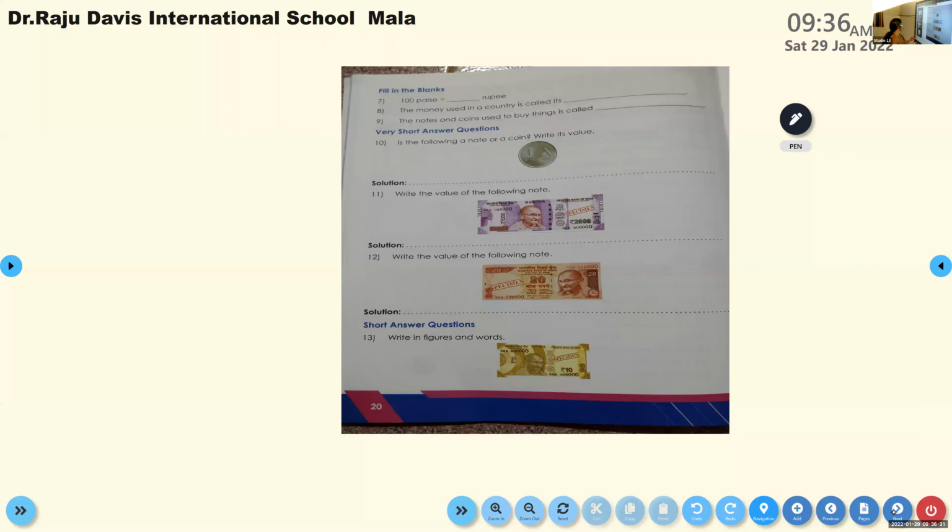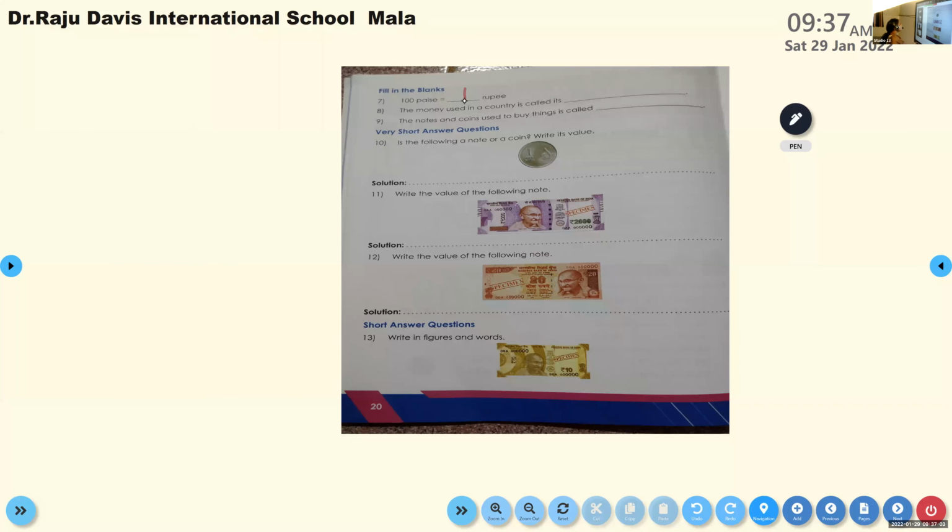Question number 7. 100 paise equal to dash rupee. Tell me the answer. 100 paise means how much rupee? 1 rupee. Very good. You're remembering. So write number 1 here. 100 paise equal to 1 rupee.